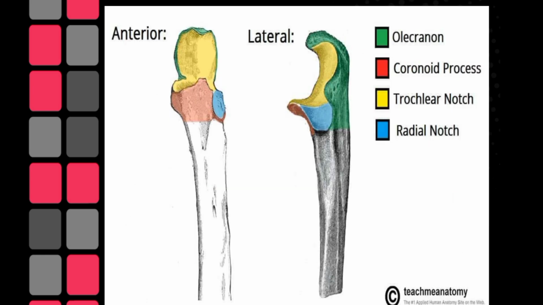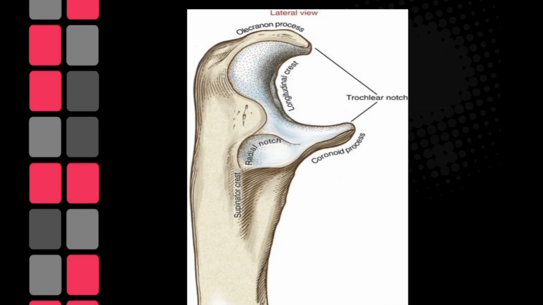Here you can see clearly the yellow portion is the trochlear notch. This one is the radial notch where radius will articulate, and this one is the olecranon process, and in red here you can see is the coronoid process. Olecranon process. This is the trochlear notch, radial notch. This is the coronoid process.